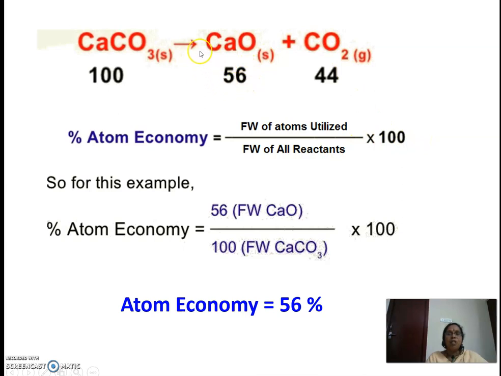The atoms utilized, nothing but the desired product, is 56, divided by the formula weight of the reactant, 100. Therefore, it is equal to 56%. It is a less greener reaction since the percentage is less.